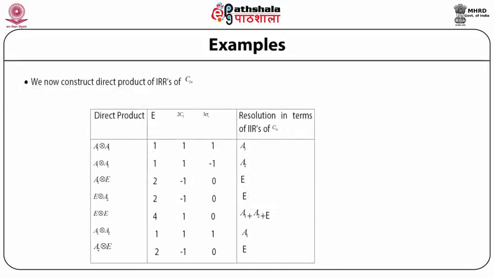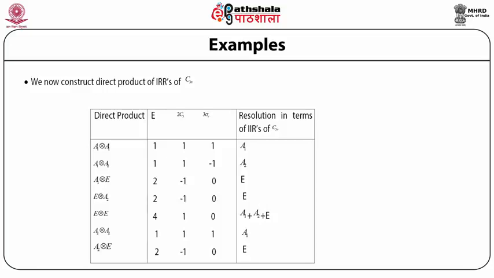We now construct the direct product of the irreducible representations. For example, A1 cross A1 is given in the table as shown, and when we resolve it in terms of the irreducible representations of C3v, we find that A1 cross A1 is equal to A1, A1 cross A2 is equal to A2, A1 cross E is E, and likewise E cross A2 is E. E cross E is A1 plus A2 plus E, A2 cross A2 is A1, and A2 cross E is E. So what do we learn from this?